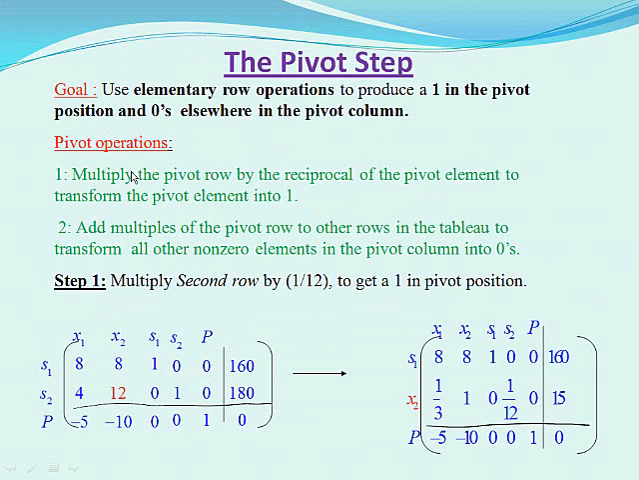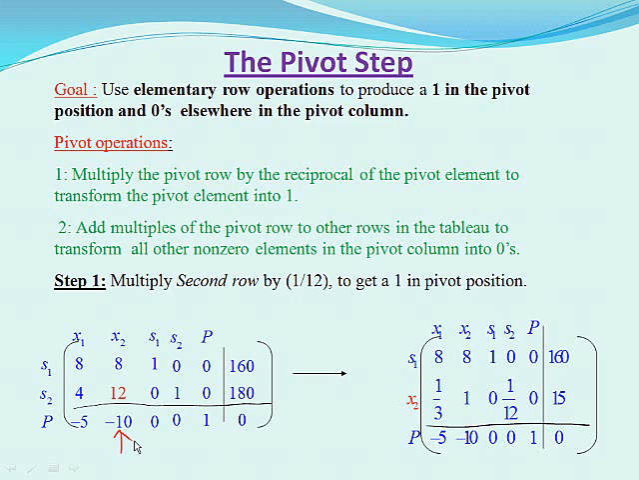The pivot step. This is our goal. Use elementary row operations to produce a 1 in the pivot position and zeros elsewhere in the pivot column. Pivot operations. 1. Multiply the pivot row by the reciprocal of the pivot element to transform the pivot element into 1. 2. Add multiples of the pivot row to other rows in the tableau to transform all other non-zero elements in the pivot column into zeros. Let's do step 1 here.